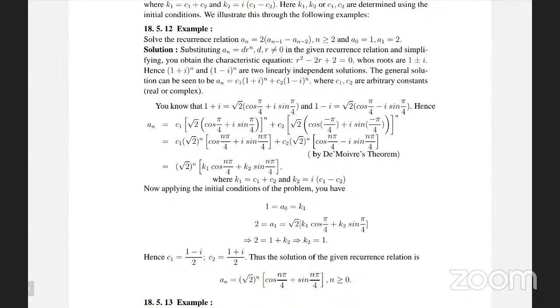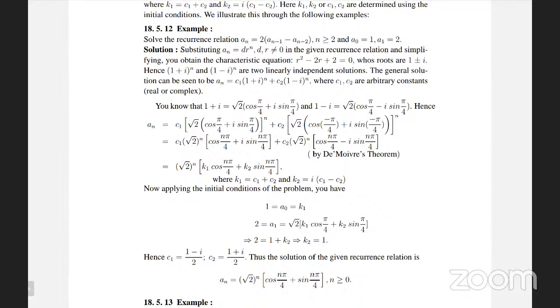Now 1 plus i we should write in the form of r cos theta plus i sin theta. Here the modulus of 1 plus i is the root of the sum of squares of the coefficients: 1 square plus 1 square is root 2. Tan theta equals y by x, which is 1 by 1, so tan theta equals 1, so theta equals pi by 4. So it is cos pi by 4 plus i sin pi by 4.